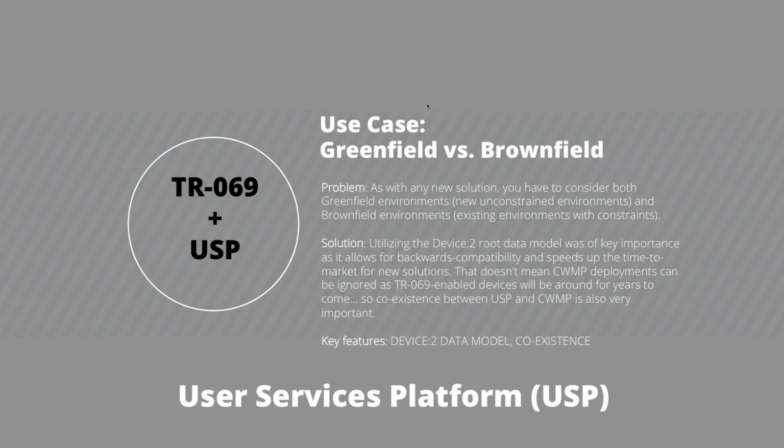But at the same time, utilization of the Device:2 root data model allows for backwards compatibility, and that plays into existing ACS vendors and integrations that they may have and gives them a faster path to adoption. Because that definitely means that CWMP deployments aren't going to go away, and we're not going to be ignoring them. TR-069 enabled devices are going to be around for quite a few years to come still. So we definitely have to consider coexistence between USP and CWMP. It's a very important concept, and it's going to have to be dealt with.